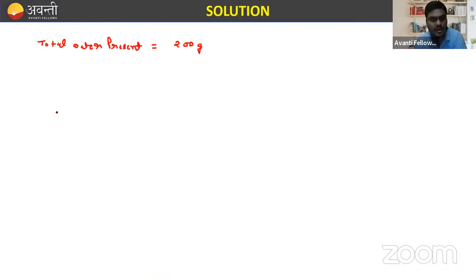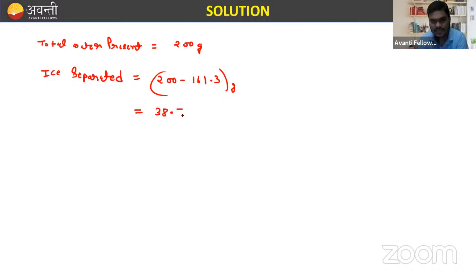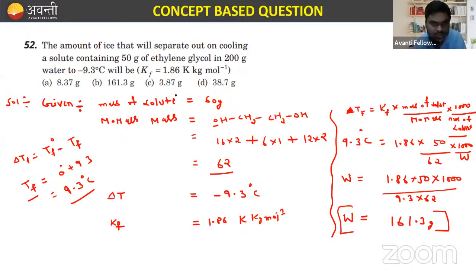Hence, what amount of ice is separated? The ice separated is equal to 200 minus 161.3 gram, and it comes out to be 38.7 gram. So which one is the correct option for this question, beta? 38.7 gram. That is D.